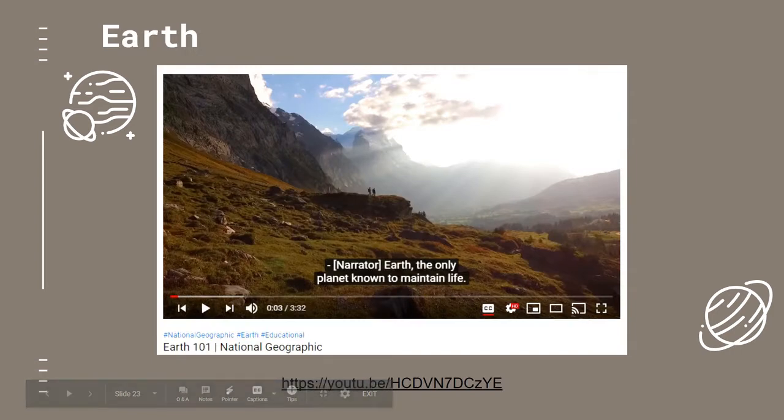The Earth is the third terrestrial planet from the Sun. This is the only known planet in the world that harbors life. And this is the planet on which we live.